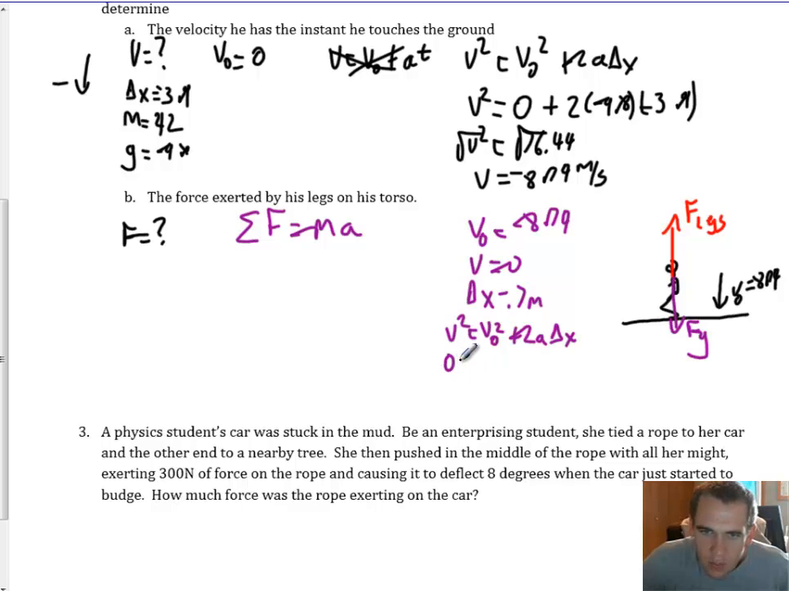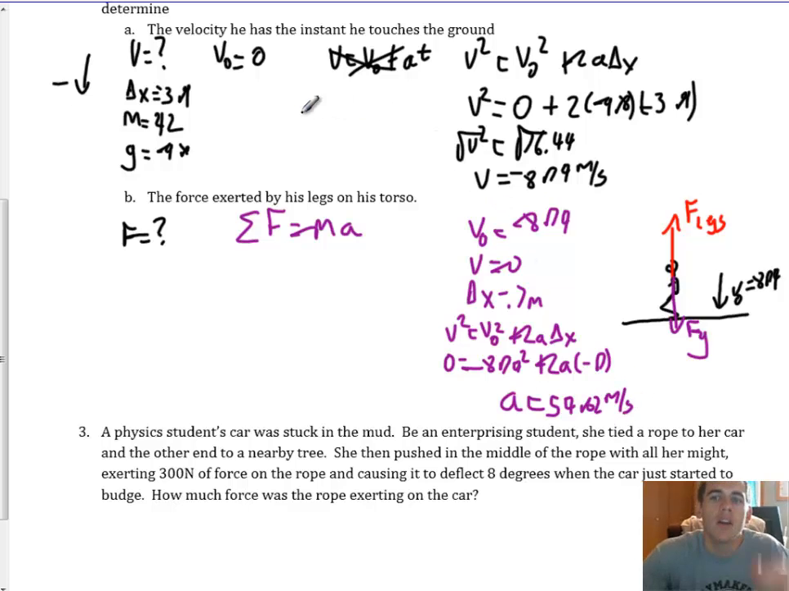And so 0 equals negative 8.74 squared plus 2 times a times negative 0.7. We're going to do this math, and it looks like the acceleration is about 54.62 meters per second per second. Now, I'm not interested necessarily in the net force, I'm interested in the force his legs exert. But there's two forces acting on his torso.